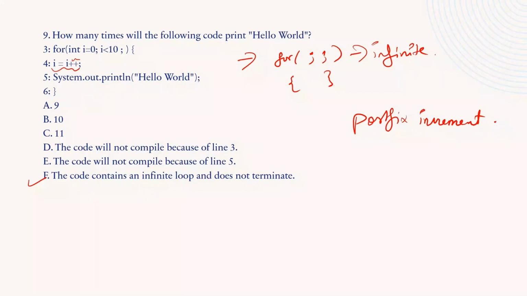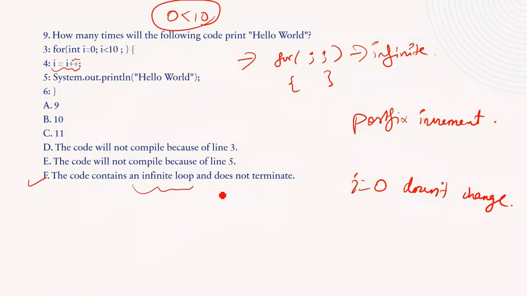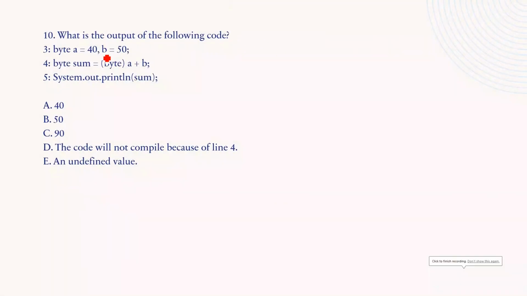So what is the operation in this case? The assignment operation. So 0 is assigned first to i and then it gets incremented. So every time the same value is assigned to i, so i equals 0 doesn't change. That is why 0 less than 10 is the condition all the time. That is why it just goes into an infinite loop and it doesn't terminate, right?